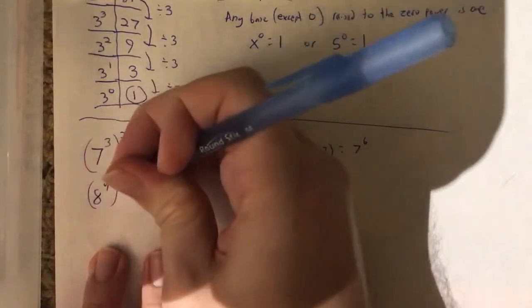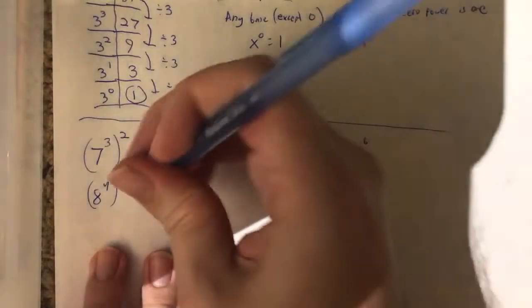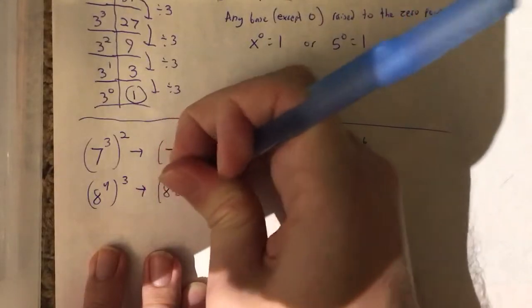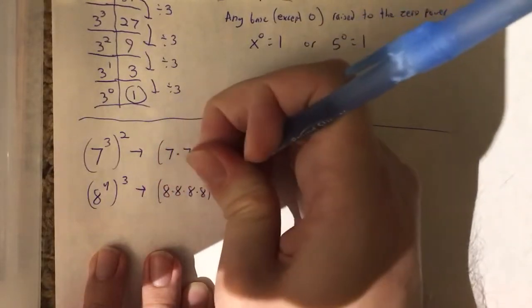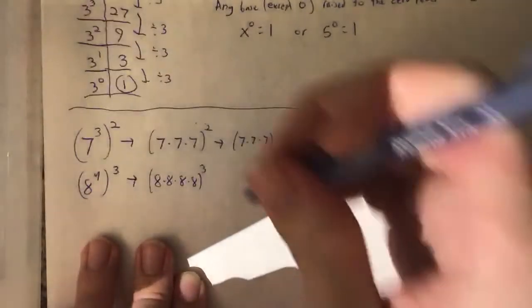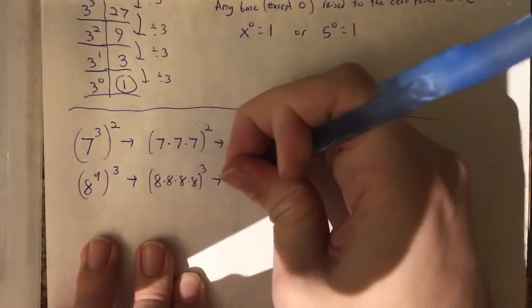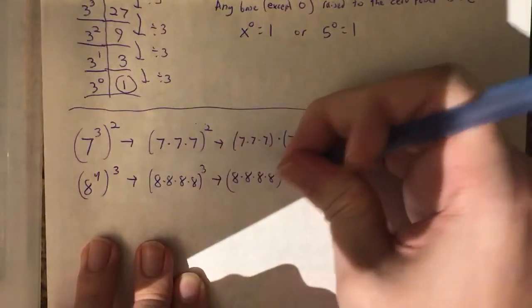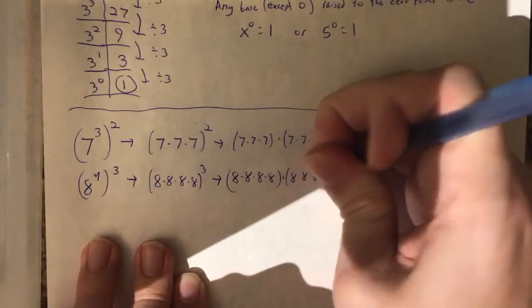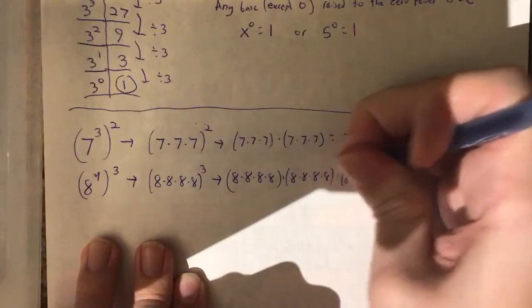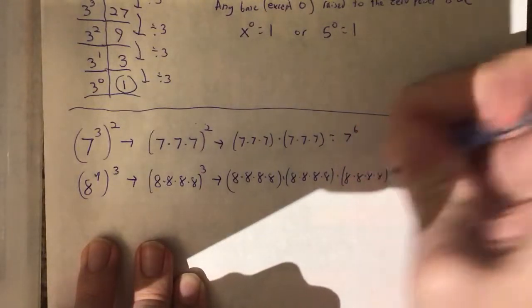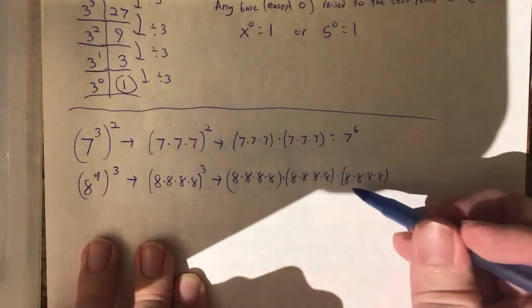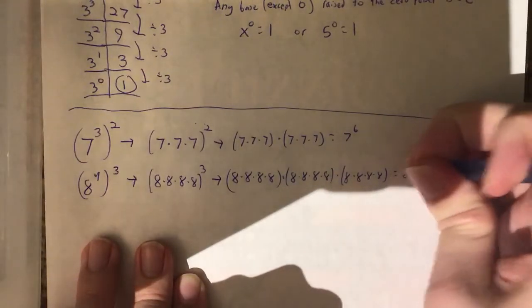Let's look again at this one. 8 to the 4th, cubed. This is just 8 to the 4th times 8 to the 4th times 8 to the 4th. If I do this, it's just 8 times 8 times 8 times 8, and then I'm doing that by itself 3 times. And if you look, how many 8s are there? 4, 5, 6, 7, 8, 9, 10, 11, 12.